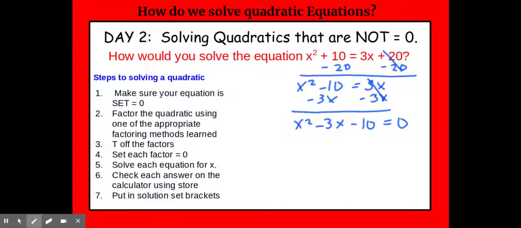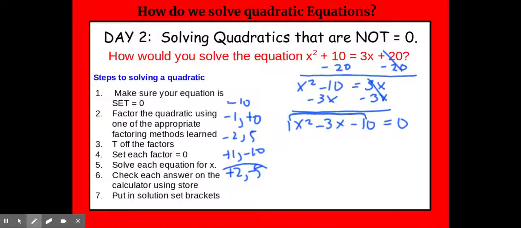Now I factor it. This is a trinomial, so I need to list my factors of negative 10. Multiply your 1 and negative 10 and get negative 10. The factors of negative 10 are negative 1 and positive 10, negative 2 and positive 5, positive 1 and negative 10, and positive 2 and negative 5. Which are going to add to give me negative 3? That would be positive 2 and negative 5.